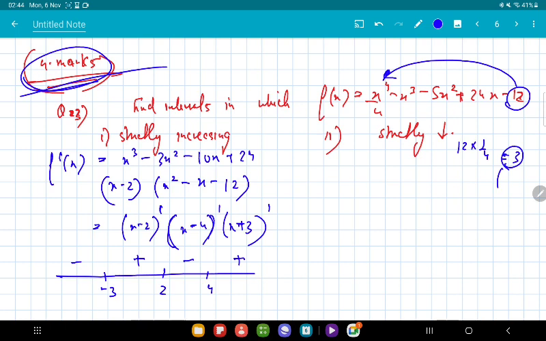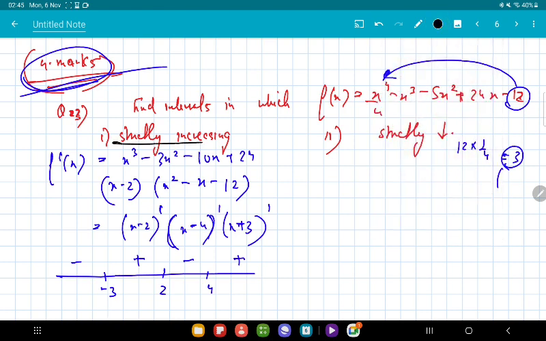If people do not know how the positive and negative regions are chosen, then for that I will make a separate video in which I will explain in detail how the plus minus comes. Otherwise, for a simple method, you can just check it out. Put any number greater than 4, you will find out your answer. Put any number between 2 and 4, you will find out whether the negative or positive number is coming. Okay.